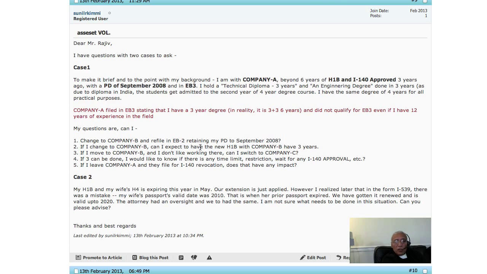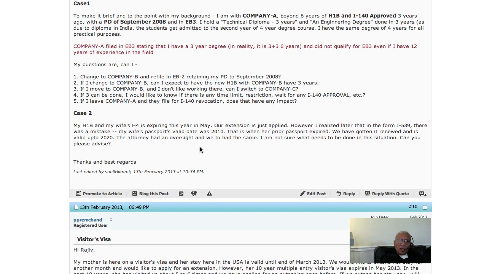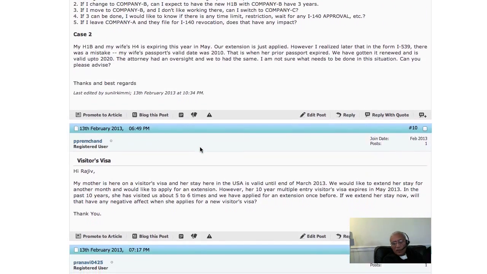Okay. So next question is case number 2. My H-1B and my wife's H-4 is expiring this year in May. Extension just applied. I just realized that on form I-539 there was a mistake. My wife's passport valid date was 2010, but since it was renewed, it's now valid up to 2020. There was an oversight from the attorney. What needs to be done? Because the case is still pending, definitely a quick letter along with an amended form would be a good idea. Let's see if that works for you.